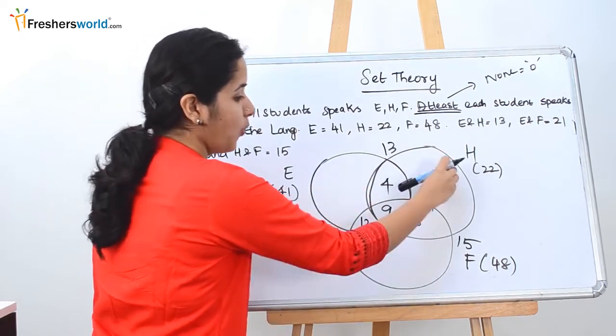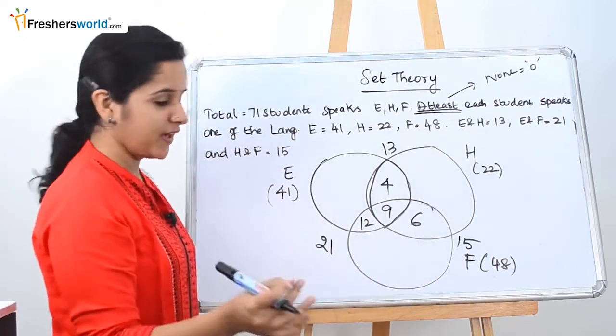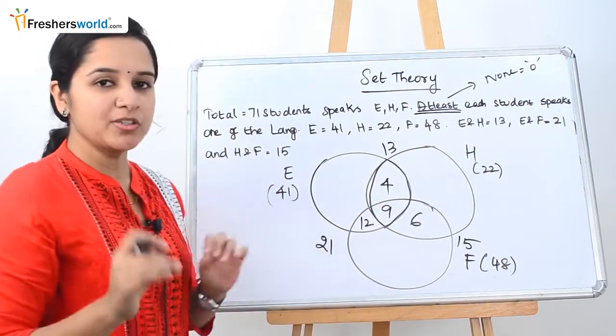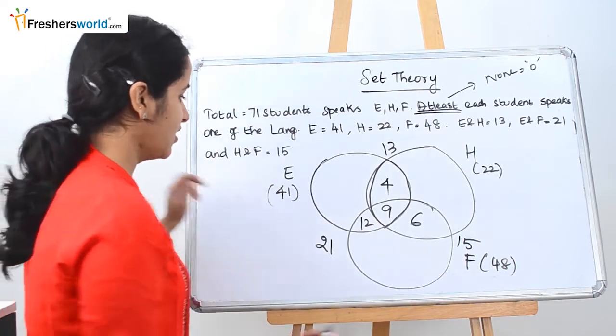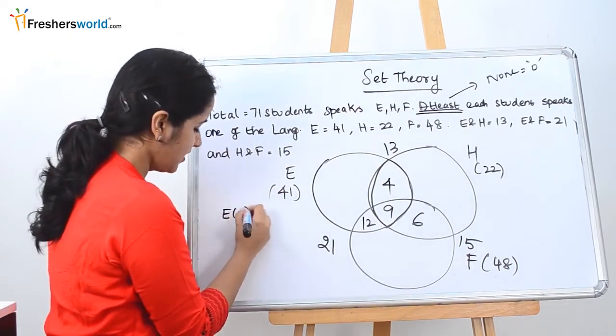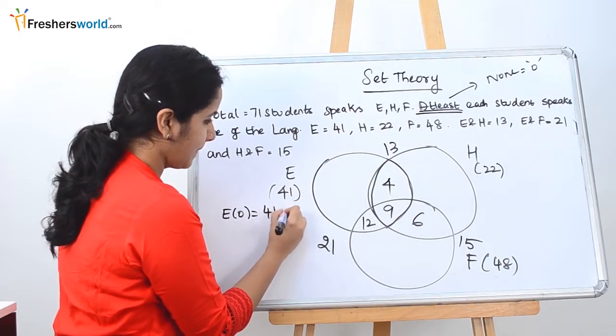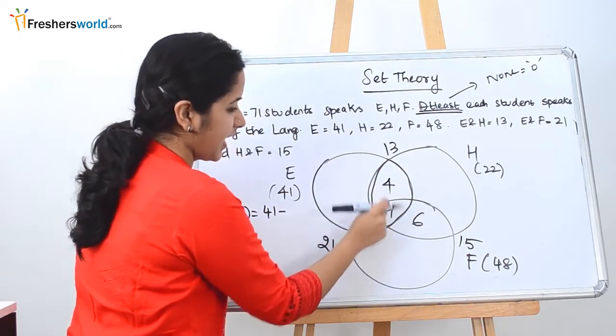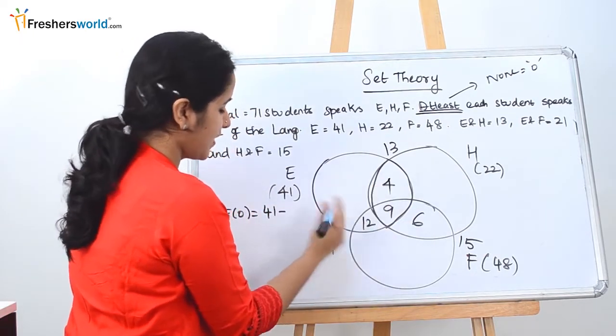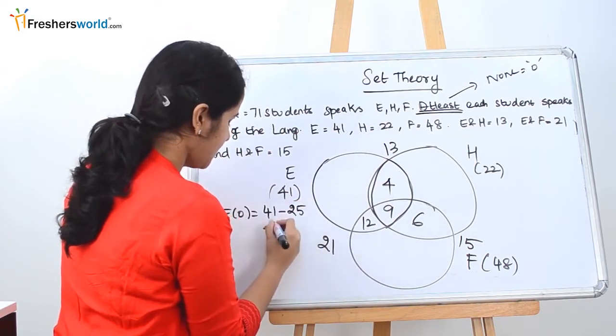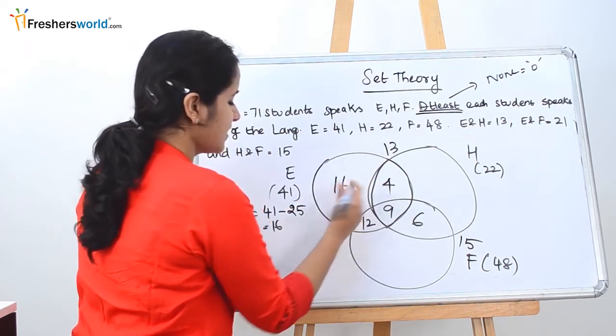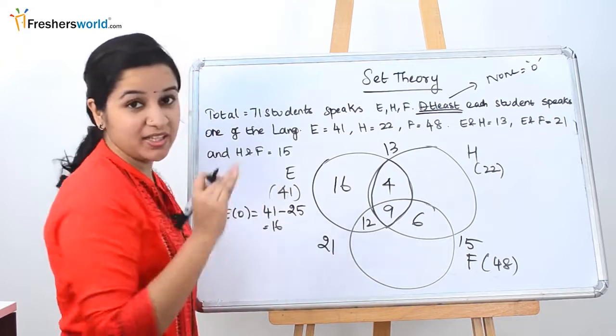Now we have to find the only part of the question. So how to find this? We know that overall the people speaking English is 41. So the English only part is 41 minus the addition of all this. 9 plus 4 is 13, 13 plus 12 is 25, which gives 16. So 16 is the number of people who speak only English.